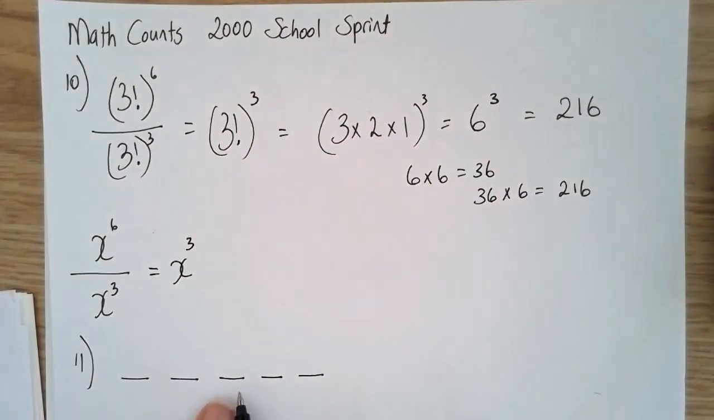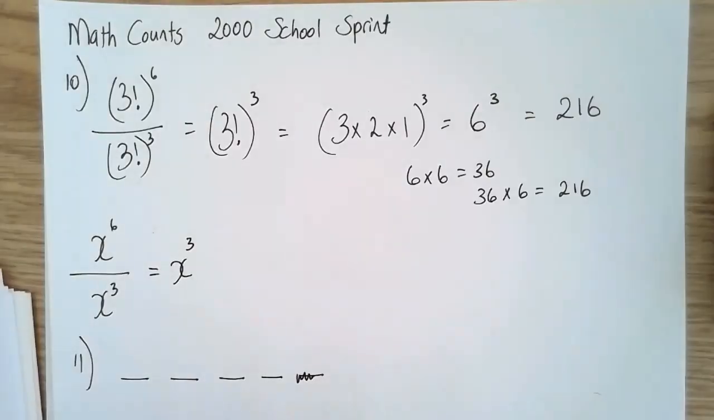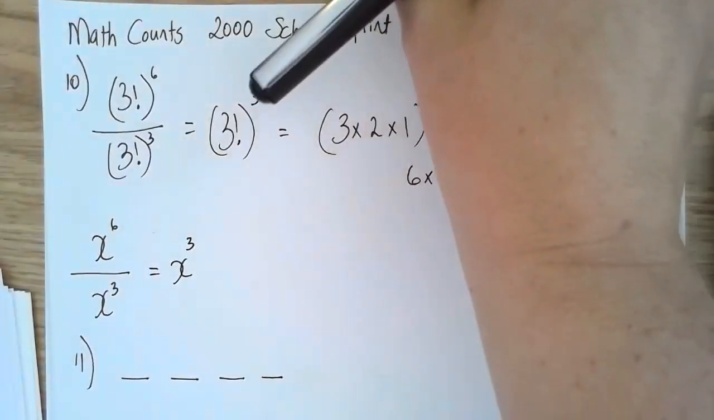I have 4 digits. There we go. We're looking at 4 digits.